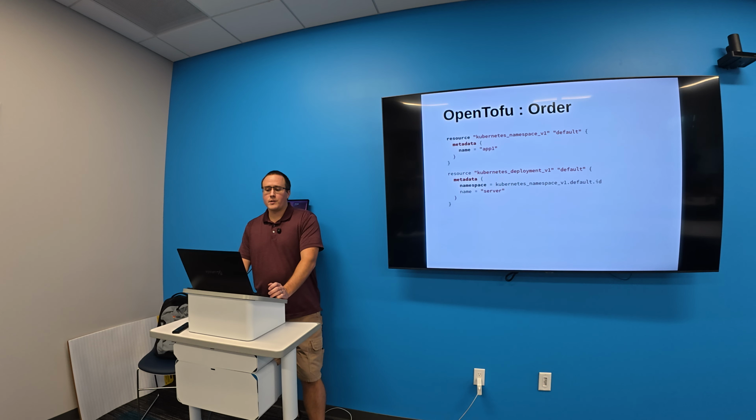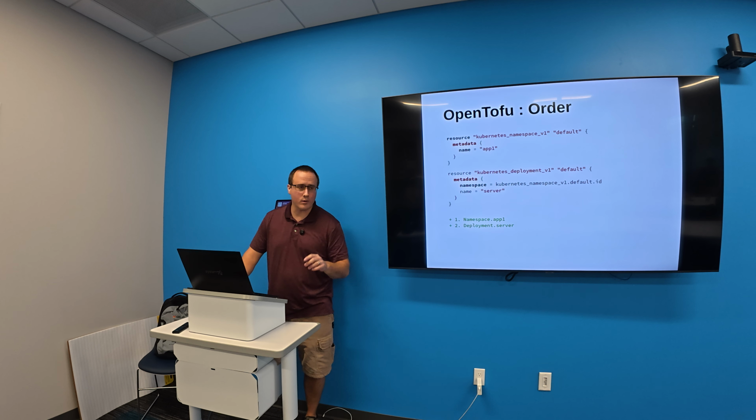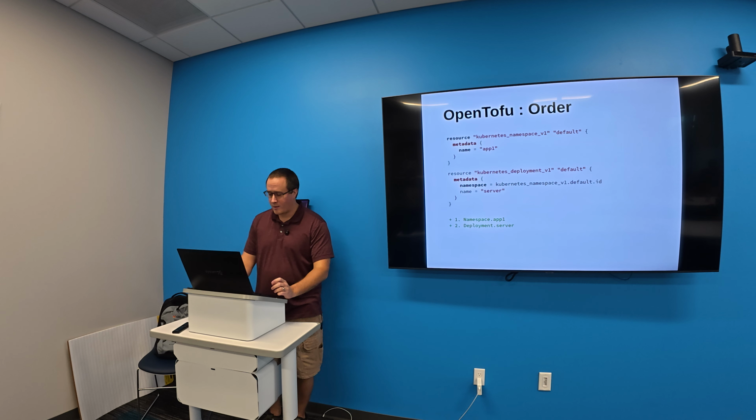So you'll see here I reference the namespace app1 that I'm creating. And because of that implicit relationship, Tofu will always order it such that the namespace is created and then the deployment's created, regardless of if these are in two different files or different orders or whatever. It understands that there's a dependency on one another.